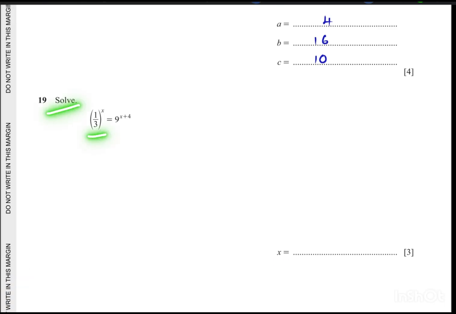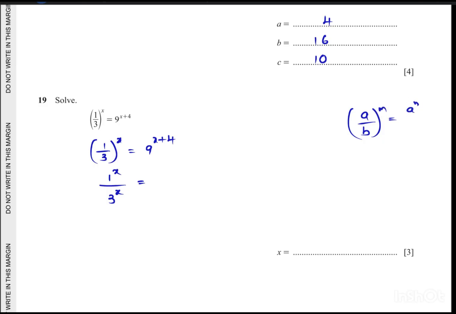Solve 1 by 3 whole raised to x is equal to 9 raised to x plus 4. So write down 1 by 3 whole raised to x, 9 raised to x plus 4. Now this 1 by 3 raised to x will be 1 and 3 raised to x in denominator. Separate the powers. Like if a by b whole raised to m will be a raised to m by b raised to m. In this way you can separate the exponents, and 9 can be written as 3 square because we need base 3 here. 3 square raised to x plus 4.